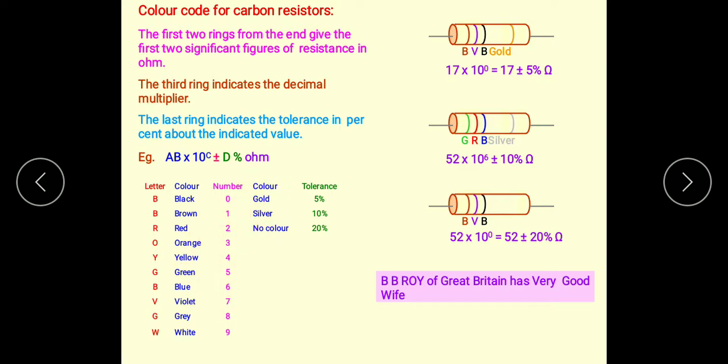This list or color coding can also be remembered by a cramming rule: B.B. Roy of Great Britain has very good wife. So this is the formula you can use for learning the values as well as the list of the colors for the coding system. This is the color coding for the carbon resistors. Thanks.